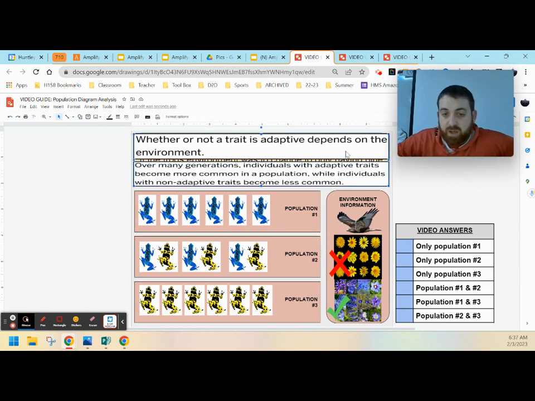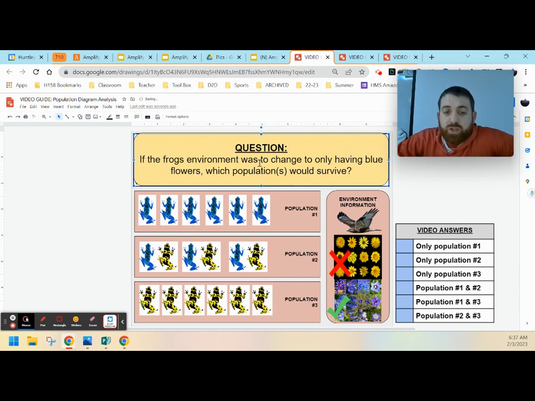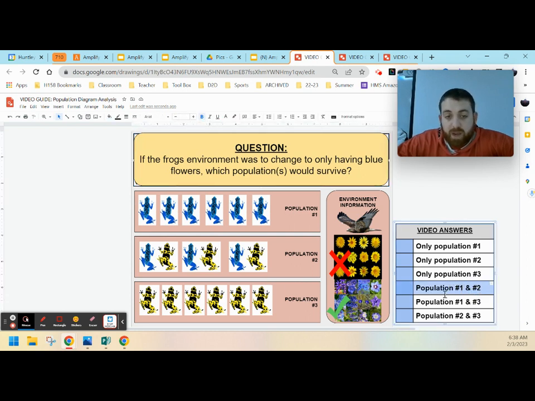Well, we have to look at the question and think about which population or populations. This population is made up of both blue and yellow. If this population was to lose certain individuals because they're yellow and don't blend in, then yes, that population is affected. But we also have the blue ones, meaning they would survive. So the best answer for this question is the fourth option, population one and two, because they both have blue frogs, which will be the adaptive trait, and both will be able to become more common over time. And this population, on the other hand, probably won't survive because they don't have the adaptive trait needed to.